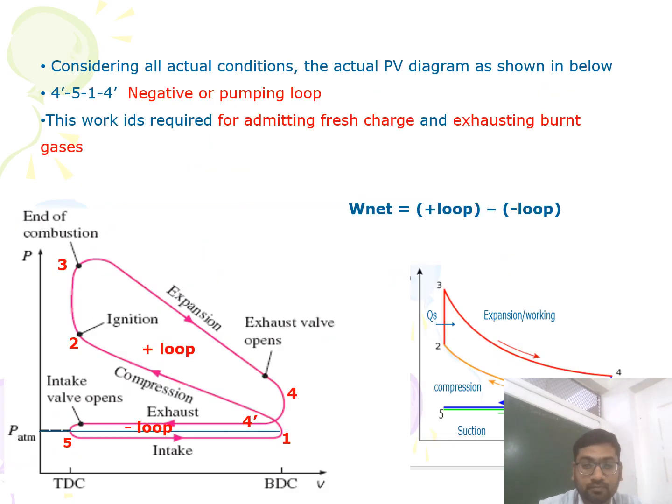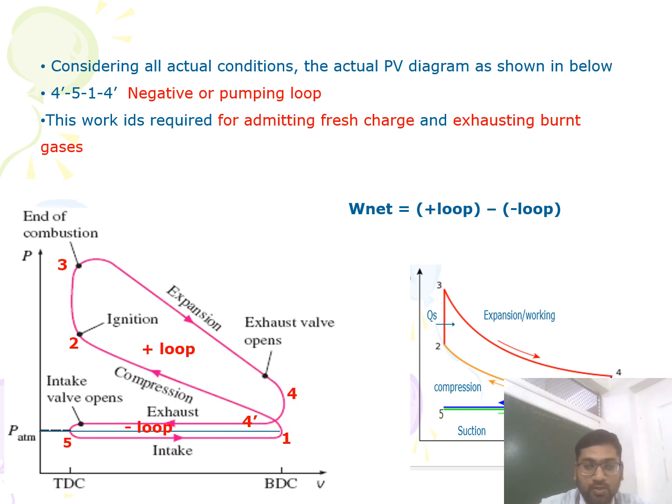Now students, you can observe both the PV diagrams. The left one is the actual PV diagram, considering all the actual conditions, while on the right side we have the theoretical PV diagram, as you have already studied in the previous slide. So what is the difference between the actual and theoretical PV diagram?